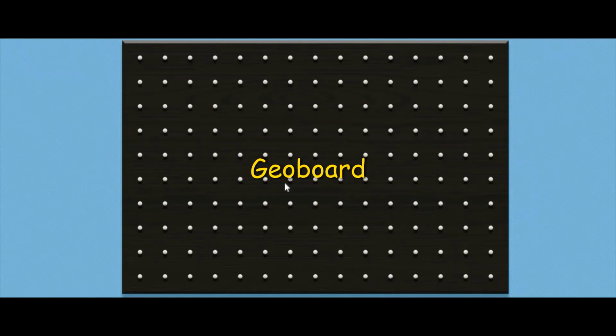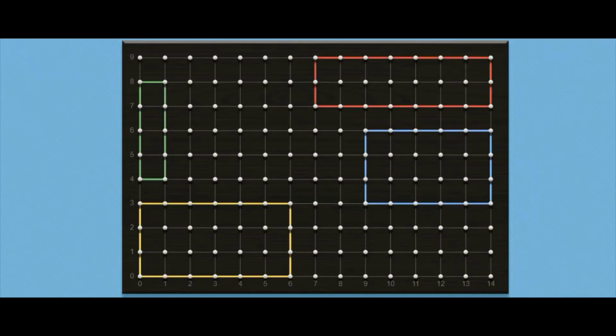How can we use this geoboard to calculate the area of a rectangle? Now what I am going to do is to ensure that I have some rectangles represented on the geoboard. So here I have 4 rectangles. I have a yellow rectangle, a green rectangular shape, a red rectangular shape, and a blue rectangular shape. Now our aim is to calculate the area of each shape.